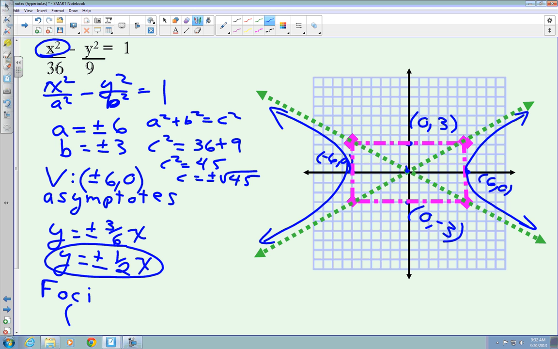Was it 7.7? 6.7. Okay, so plus or minus 6.70. Since the vertices are on the x-axis, the foci will be too. So it's going to be just a little bit. You'll notice since it's a tighter curve, the foci are a little closer to your vertices. So let's see. 6.70 and negative 6.7.